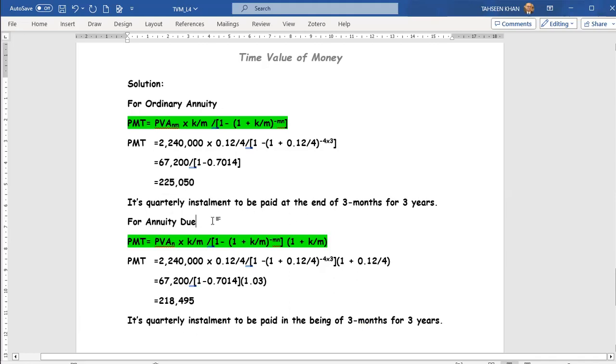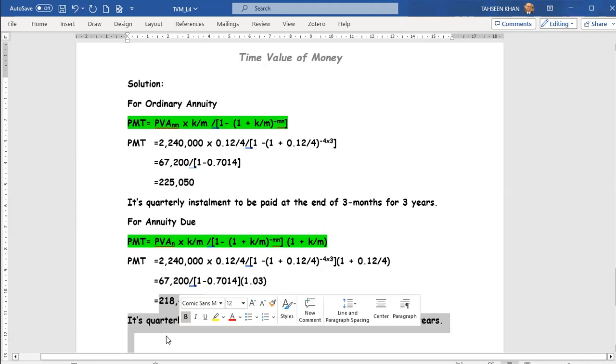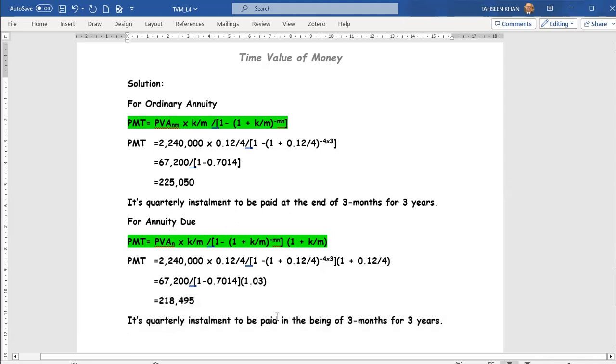In case of annuity due, here you have the formula. Similarly, the answer comes to 2,80,495. It means it's the quarterly installment to be paid in the beginning of 3 months for 3 years.